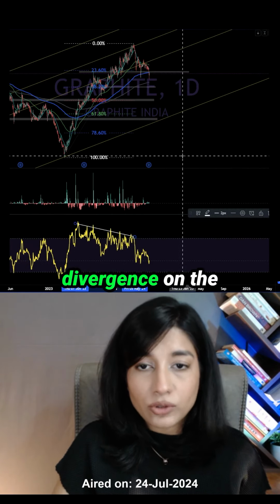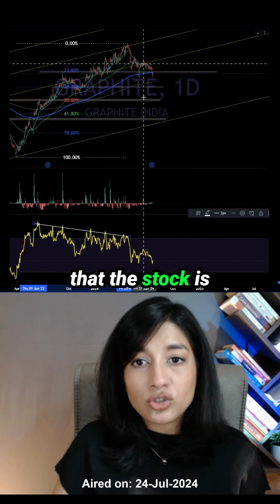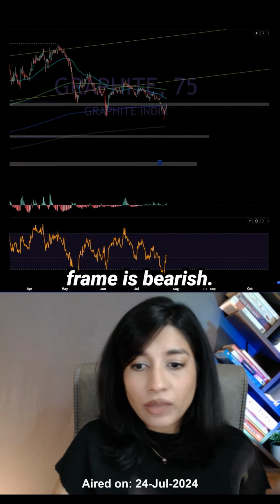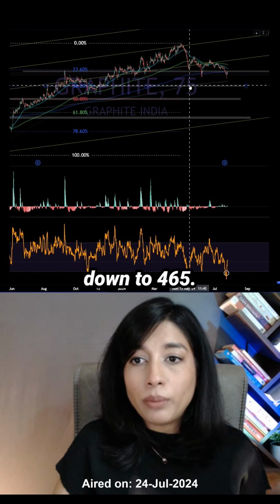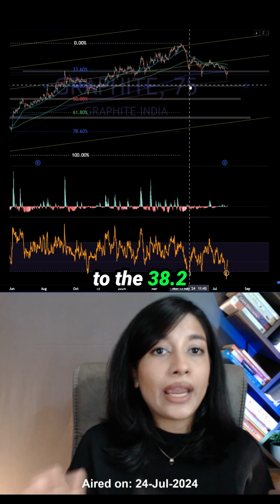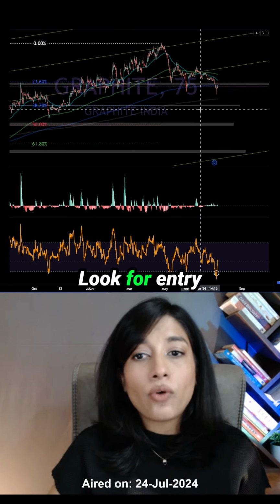Strong negative divergence on the daily time frame, which means that the stock is on a downward trajectory. Let's also look at the 75-minute time frame. 75-minute time frame is bearish. Wait for it to come down to 465. Stocks react very beautifully to the 38.2 retracement level. Look for entry around that level.